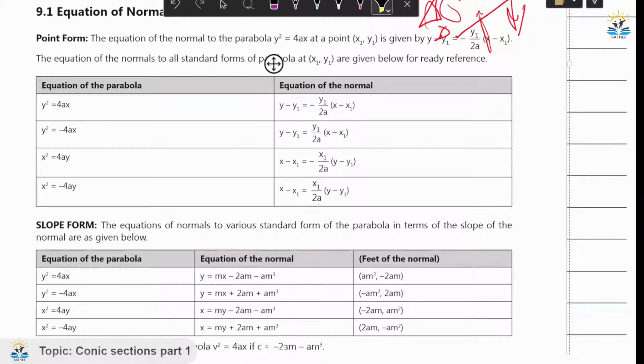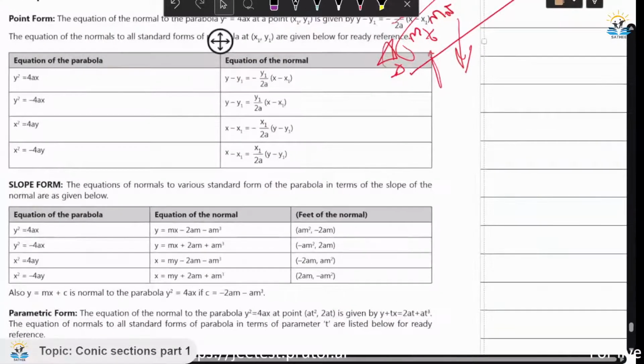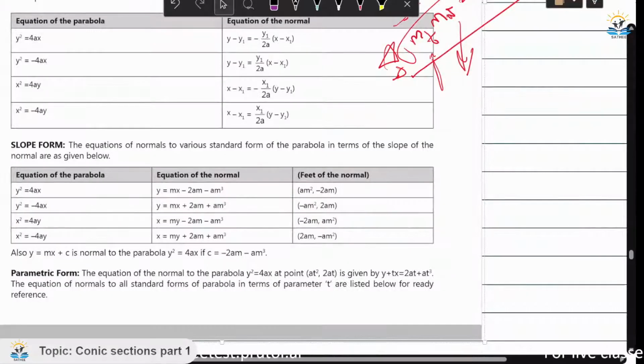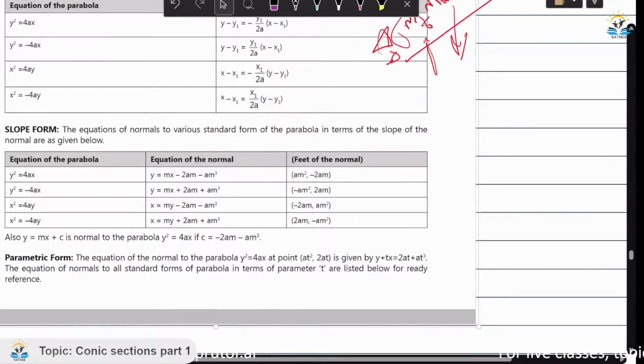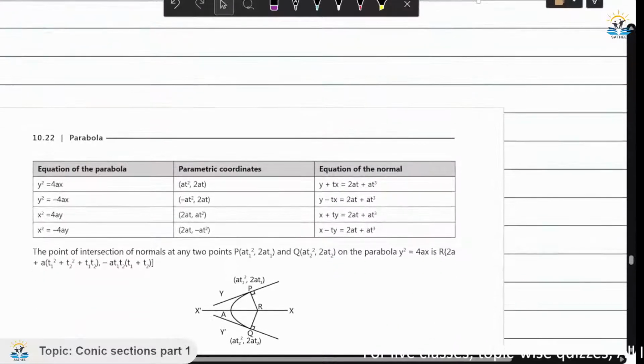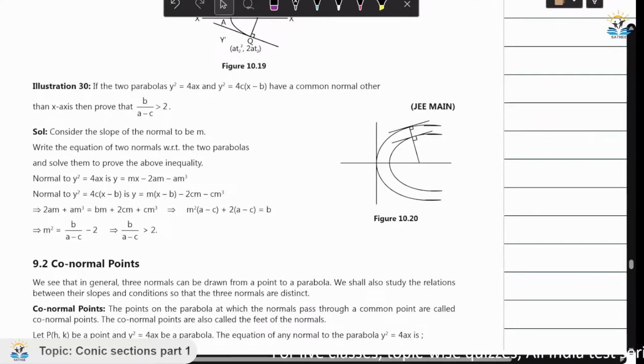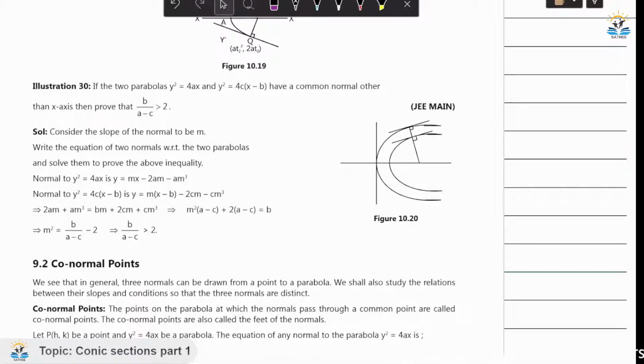Okay, so you must have read it through. Now see, we have the tangent equation in multiple forms, right? So we have the normal equation also in multiple forms. Moving on. Yeah, this is the equation. Okay. So if two parabolas have a common normal other than the x-axis, then prove that, okay, this is very easy.